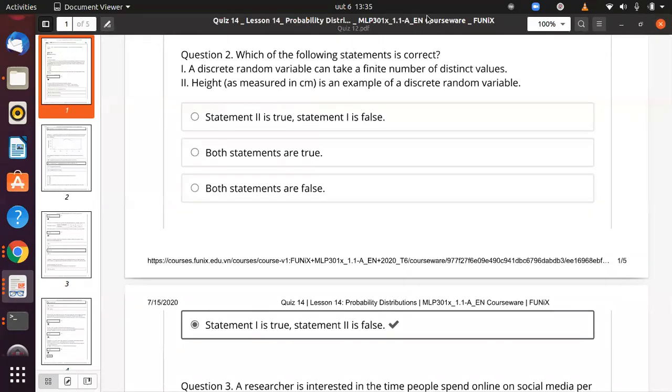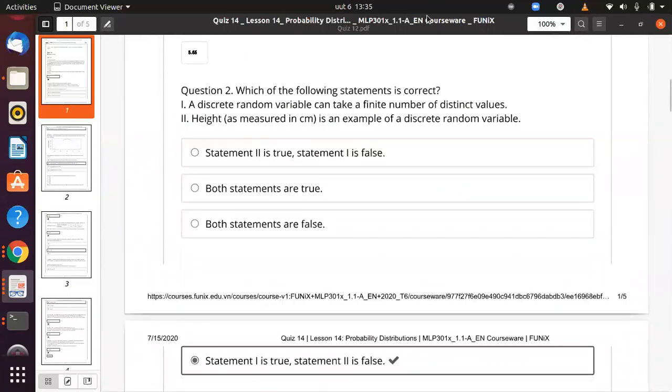Can you move up a little bit? A discrete random variable can take a finite number of discrete values. Statement 2 is not correct because height could be an example of a discrete random variable with finite values. So both 1 and 2 are correct. Oh, statement 2 is false. Discrete means it doesn't have anything related to one another, right?